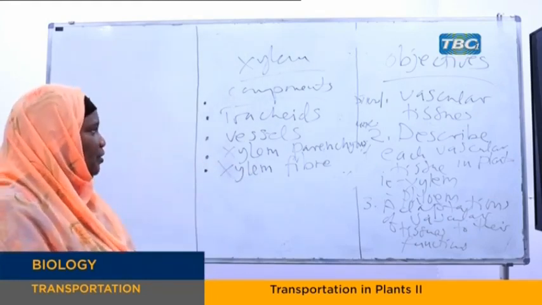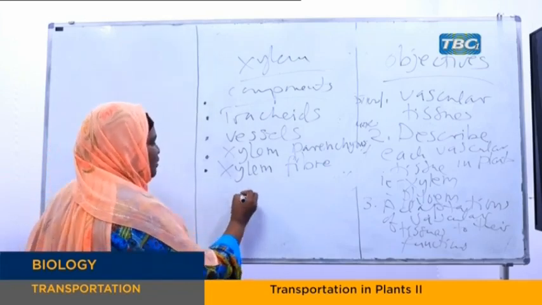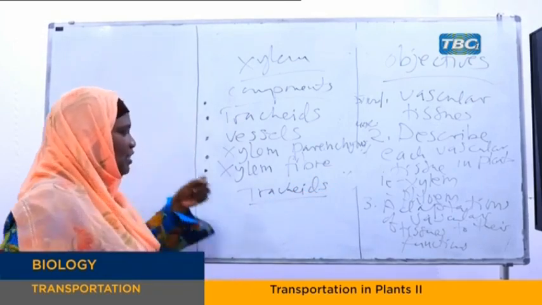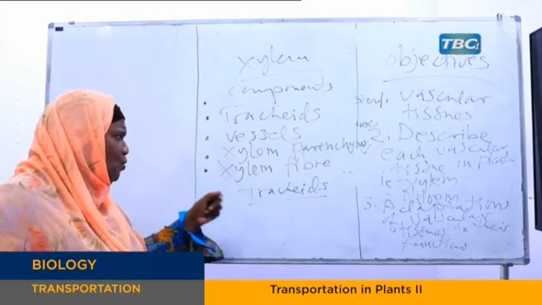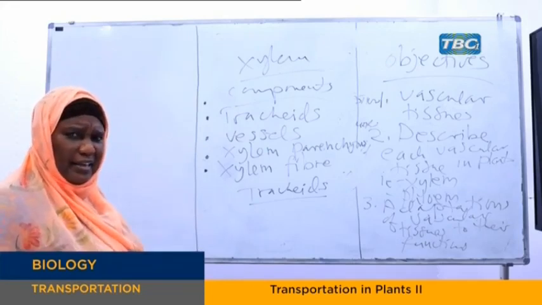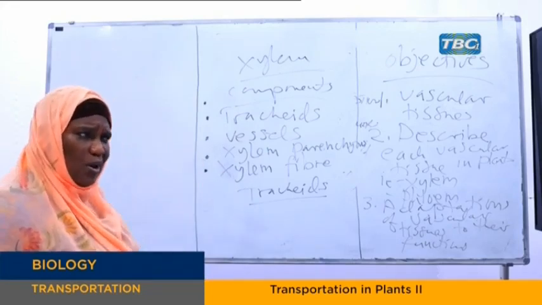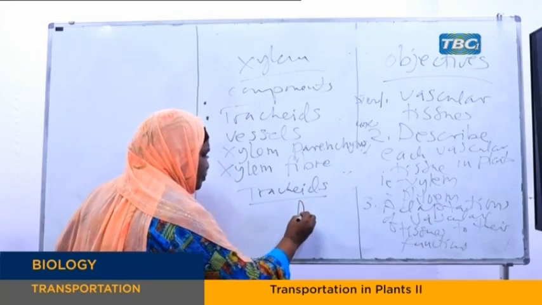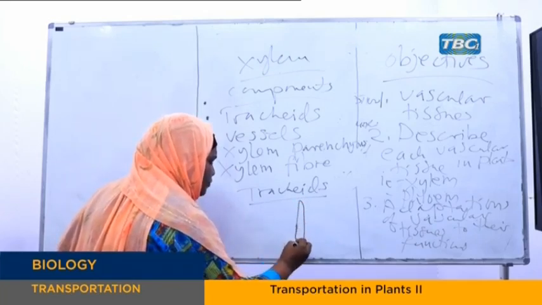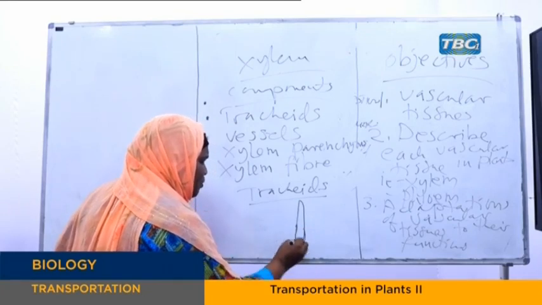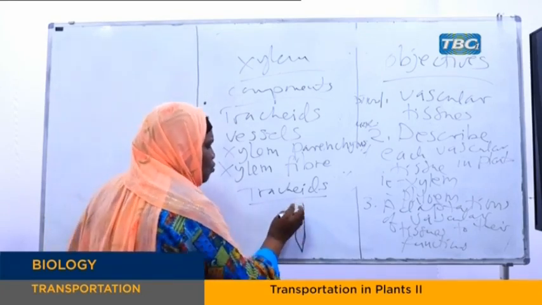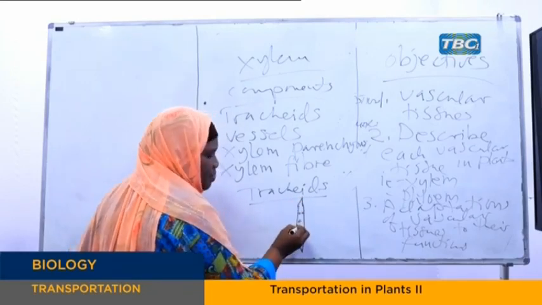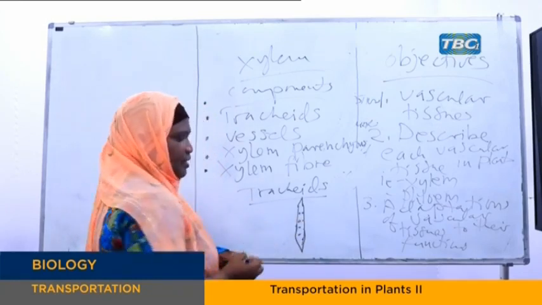For instance, you may start with the tracheates. How does a tracheate look like? In your discussion, at the beginning of Form 6, you realized that a tracheate looks like this structure. It looks like this diagram.